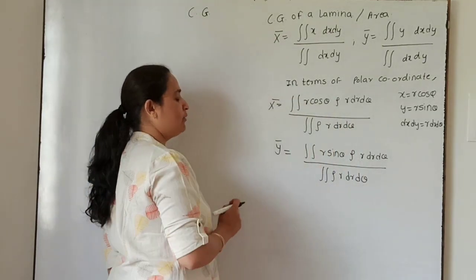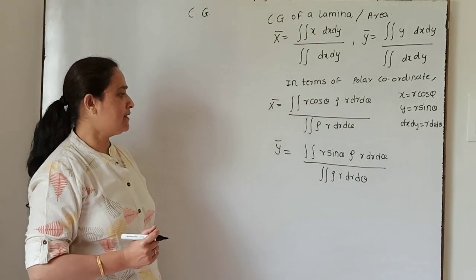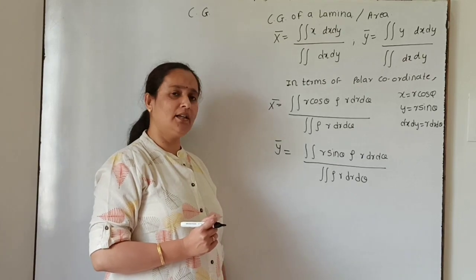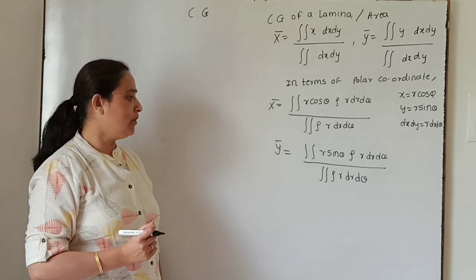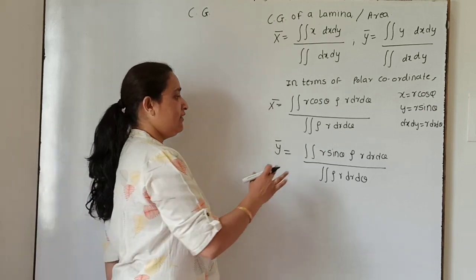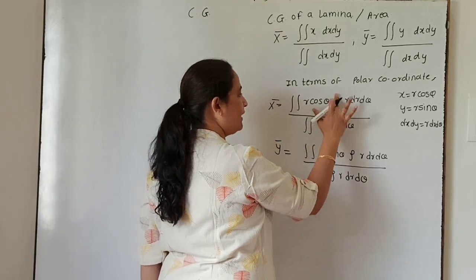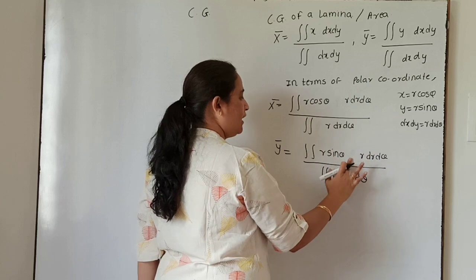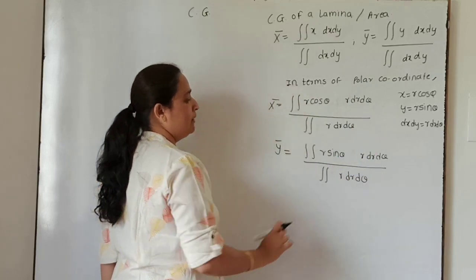Similarly, y bar is equal to double integral of r sin theta rho r dr d theta upon double integral of rho r dr d theta. Again, if they do not provide rho, we cancel rho in numerator and denominator. Your formula will become like this.